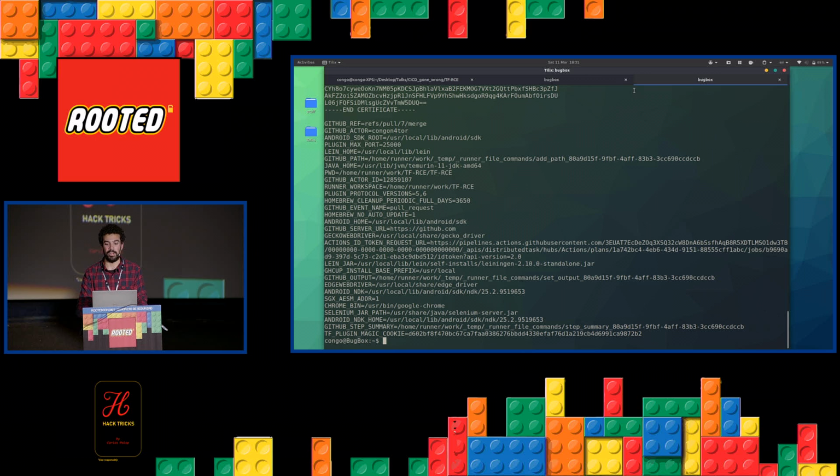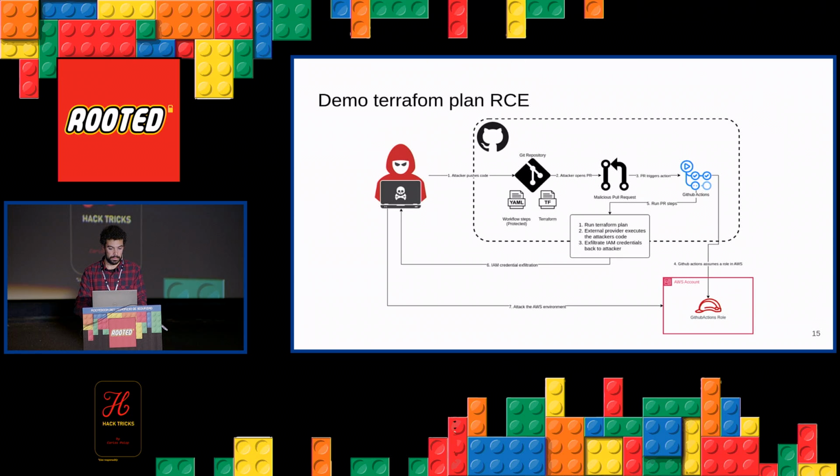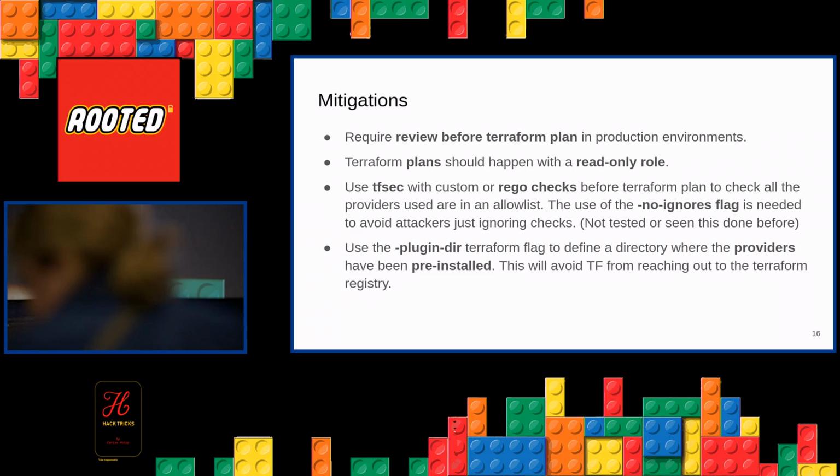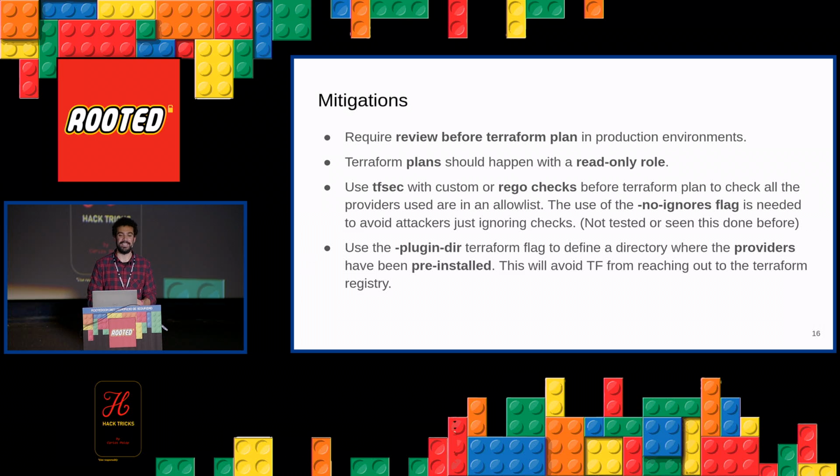These credentials could now be exported and used from the attacker's machine, which would mean that he's an AWS admin. Cool. Mitigations against this. Do not run untrusted Terraform plans. That's very difficult. If you tell that to your DevOps team, they will kill you. So other alternatives, instead of doing that, is run your Terraform plans in non-production environments.